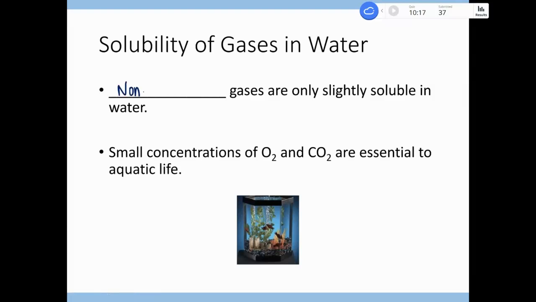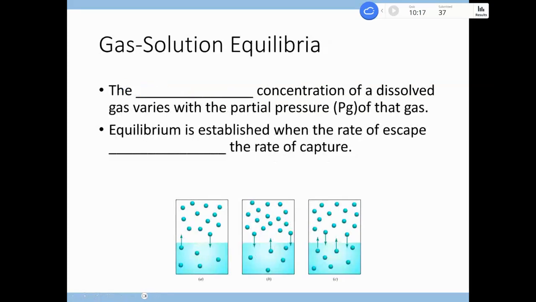Nonpolar gases are only slightly soluble in water, so you can dissolve these nonpolar gases. That's like carbon dioxide in soda, or oxygen and carbon dioxide in lakes and oceans. That's all necessary for aquatic life. To have a gas dissolve in water, there has to be some pressure of the gas at the surface of the water.